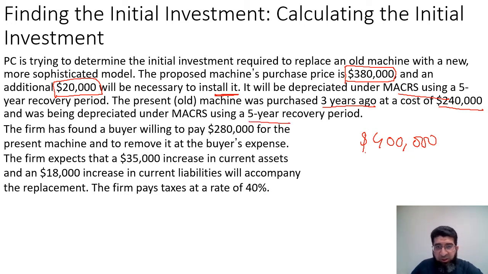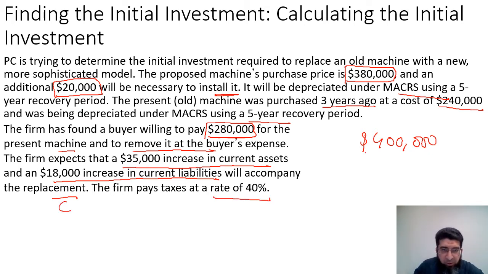The present machine was purchased 3 years ago, so already 3 years of depreciation has been charged and 2 years have been left, while the new or proposed machine will start fresh depreciation from year 1. The firm has found a buyer willing to pay $280,000 for the present machine and to remove it at the buyer's expense. The firm expects that a $35,000 increase in current assets and an $18,000 increase in current liabilities will accompany the replacement. The firm pays a tax rate of 40%.